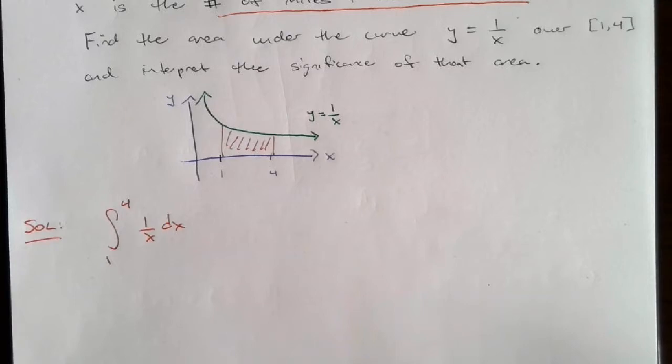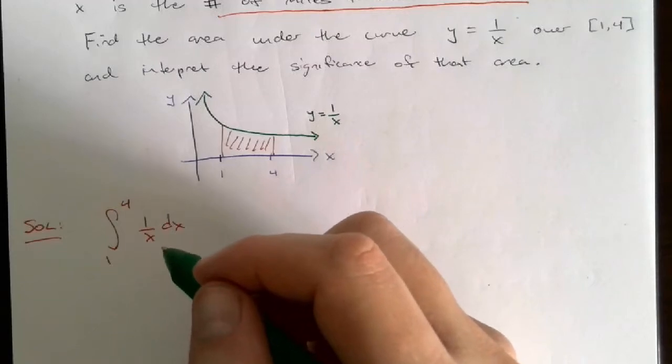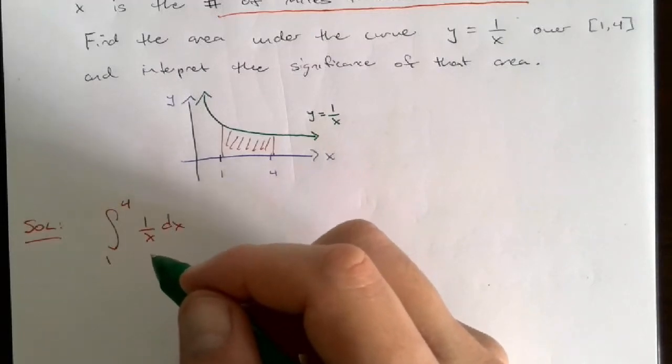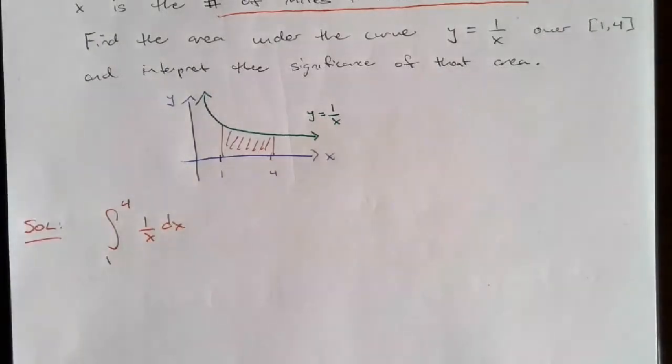Now be careful here, this is our special case. If I say 1 over x, don't rewrite this as x to the negative 1, because when you go to integrate, you would have to add 1 to the exponent, which would make the exponent 0, and then you have to divide by that exponent, which would make it undefined. So 1 over x is our special case.